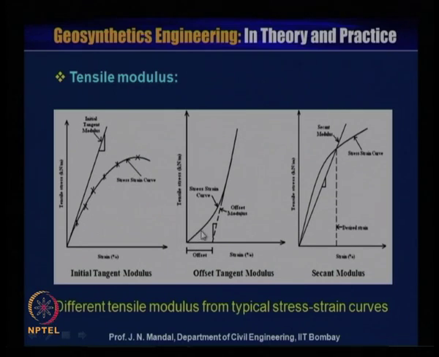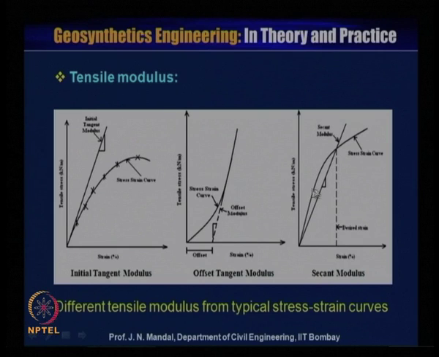Now, sometimes if you perform the test, the nature of the curve is like this. That means this is something like an offset modulus. You can draw a straight line from this and make a slope here, and this is the offset. So, this is the stress strain curve for the geotextile, and this is the relation between tensile strength and the strain. So, you can also determine the offset modulus. I will show you one example of how you can calculate the offset modulus.